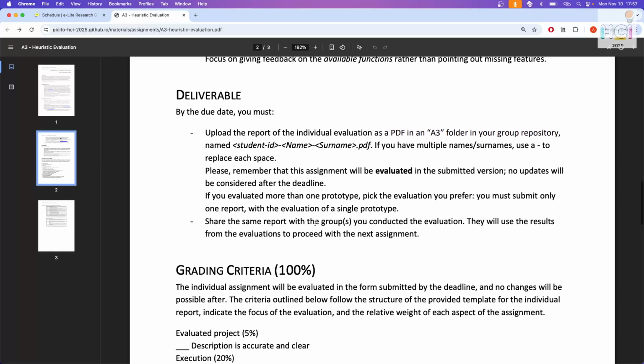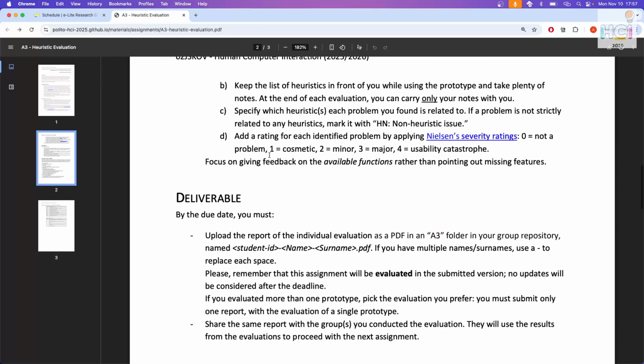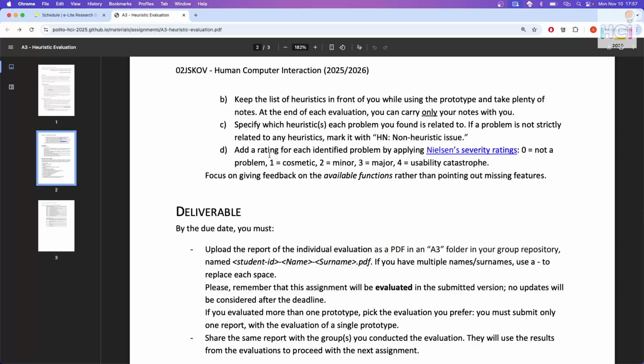So again, it's also written here, it's a low fidelity prototype, so focus on giving feedback on the available functionality rather than pointing out a missing feature, okay? Because it's a prototype in low fidelity, it's without colors, so probably, for example, the heuristic about aesthetic design doesn't apply quite well to this design stage, okay?